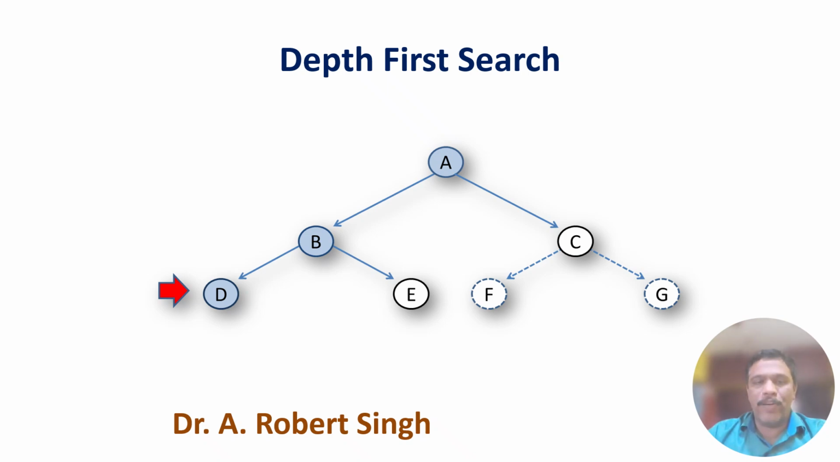Welcome to this video on depth first search, a fundamental search algorithm used in artificial intelligence and computer science. Depth first search explores a graph by going as deep as possible along one path before backtracking.